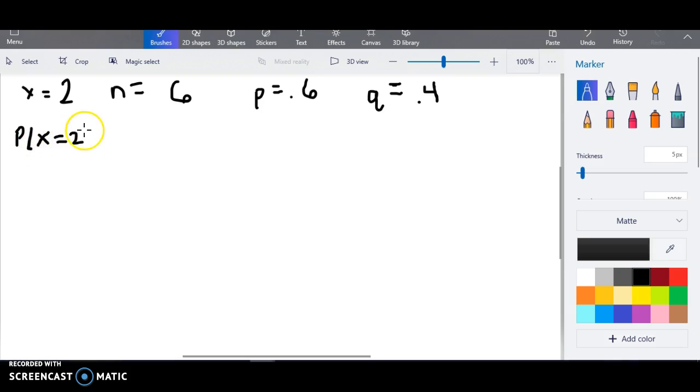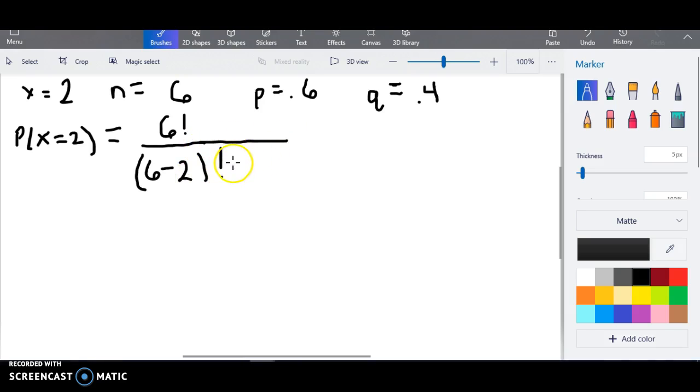If you look at your formula, the top is N factorial, which N is 6. And then the bottom is N minus X factorial, so you would have 6 minus 2 factorial. And then the final part is X factorial, which is 2 factorial. So we're going to work this out, and you can try to do this in your calculator, or use what you know about the shortcuts.